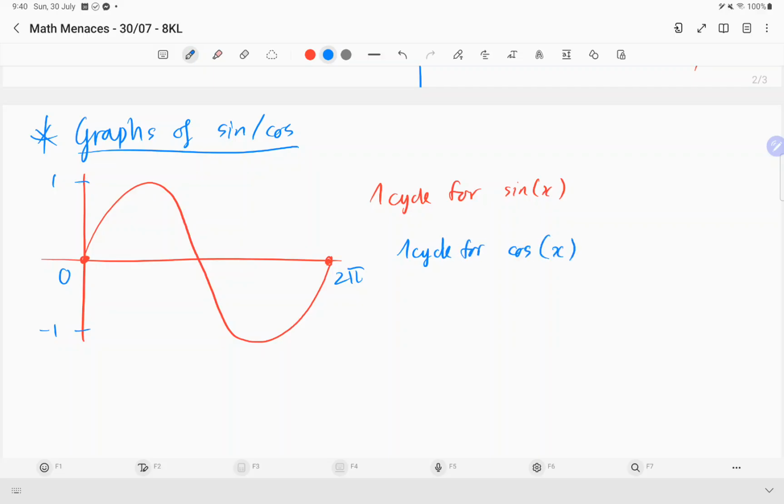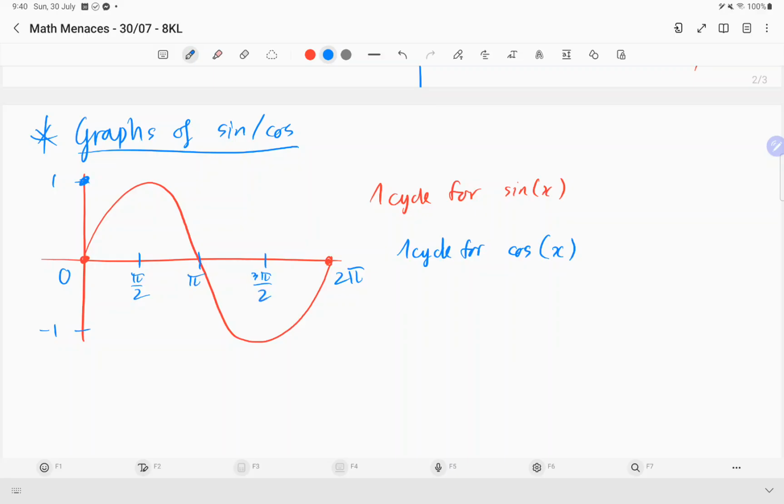Now for the cos function, if I want to draw one cycle for cos of x, it starts at 1. Very good. It starts at 1 and then it goes down. Now there will be these points here. What are the points in the middle here? Pi over 2. Yes, pi over 2. 3 pi over 2.